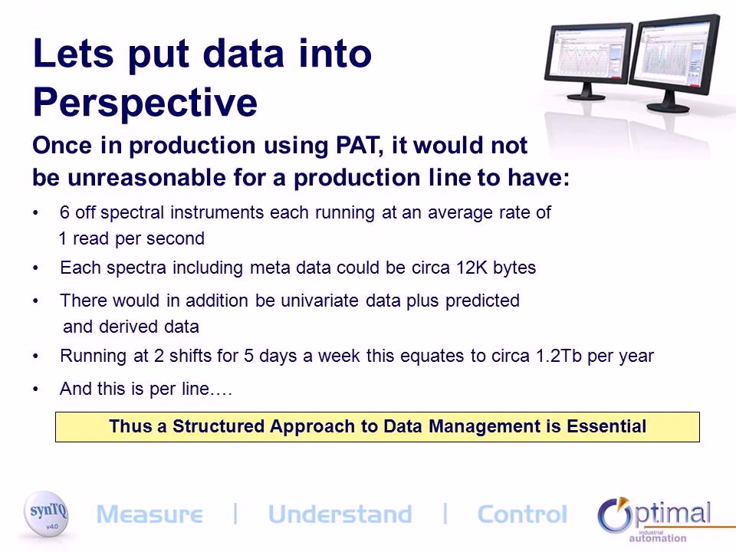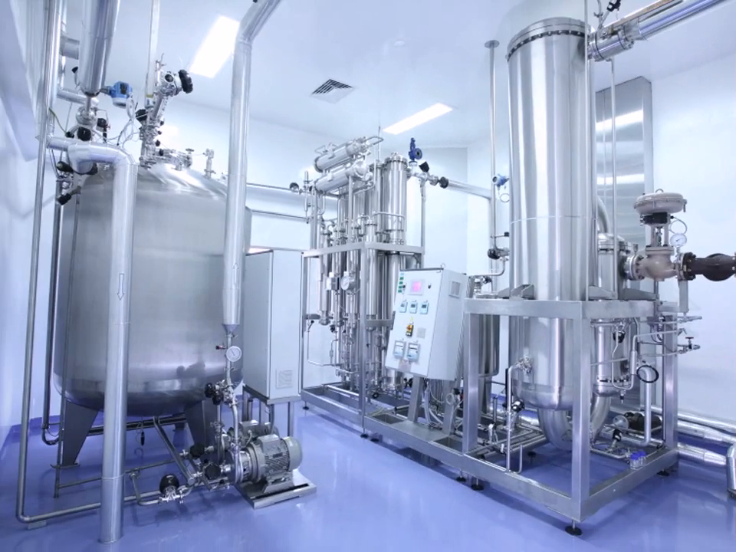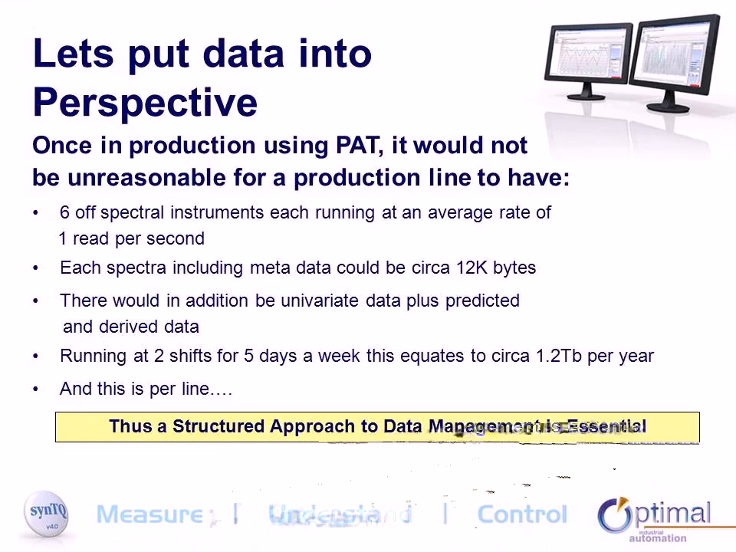So let's put data into perspective. Let's set the scene. Once in production using PAT, it would not be unreasonable to have, say, 6 spectral instruments gathering data at, say, 1 read per second. If you're gathering data, say, 1024 points, then you may be gathering perhaps 12K per read, per instrument. There would be in addition univariate data. There would be in addition your predicted and derived data. There will be other data that's calculated on the fly.